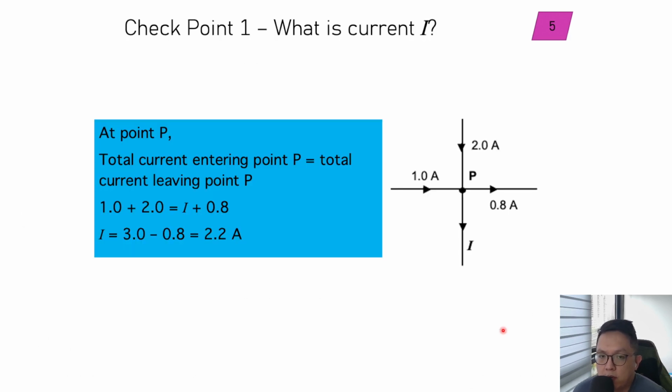So there's checkpoint 1. What is current I? If you look at this junction P, there are 2 currents entering, the 1 ampere current and the 2 ampere current. There are two currents exiting, I and 0.8 ampere. So the total current entering is 1 plus 2. The total exiting is I plus 0.8. So I is just 3.0 minus 0.8. I get 2.2 ampere.